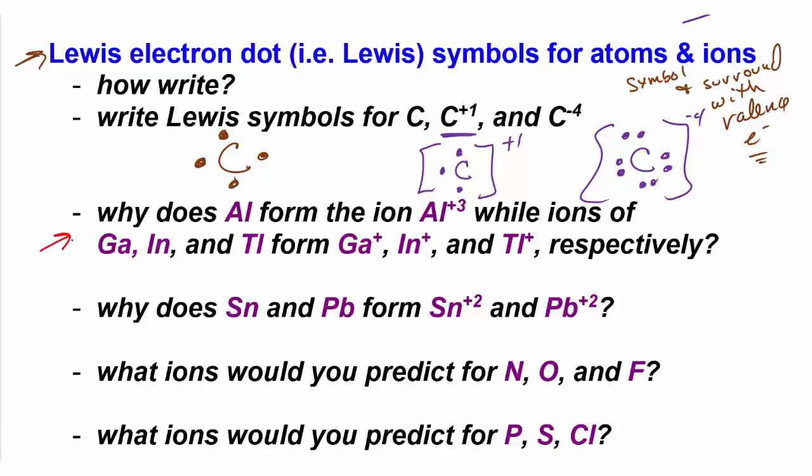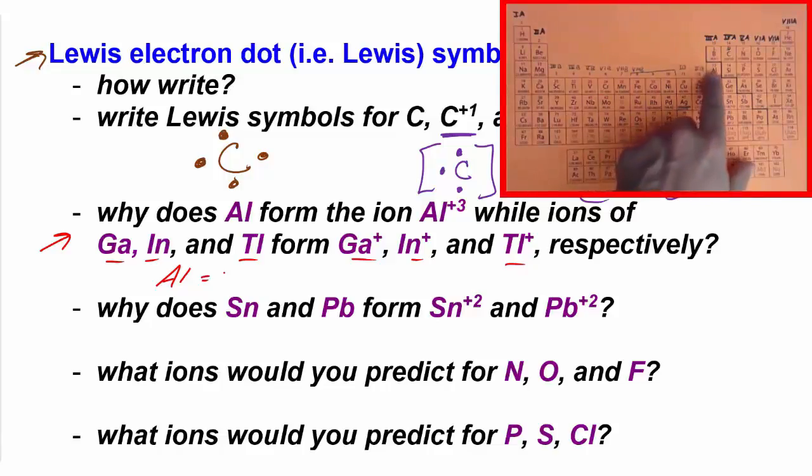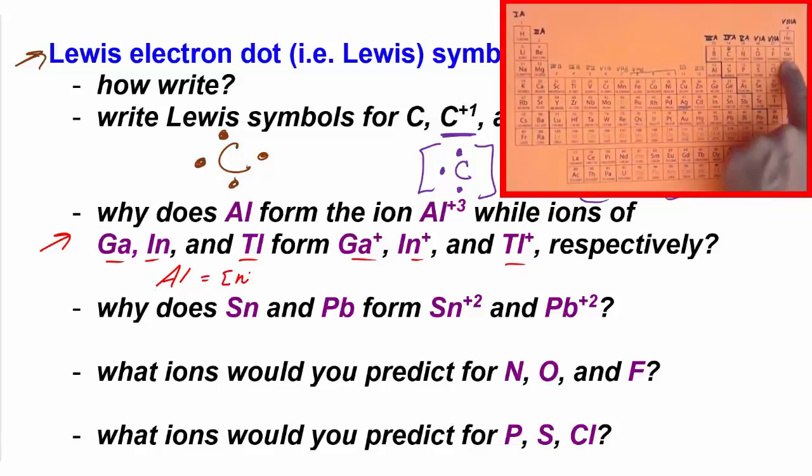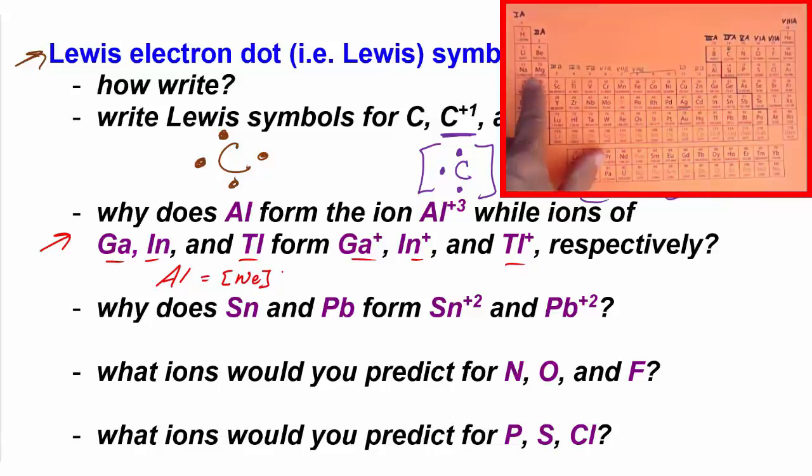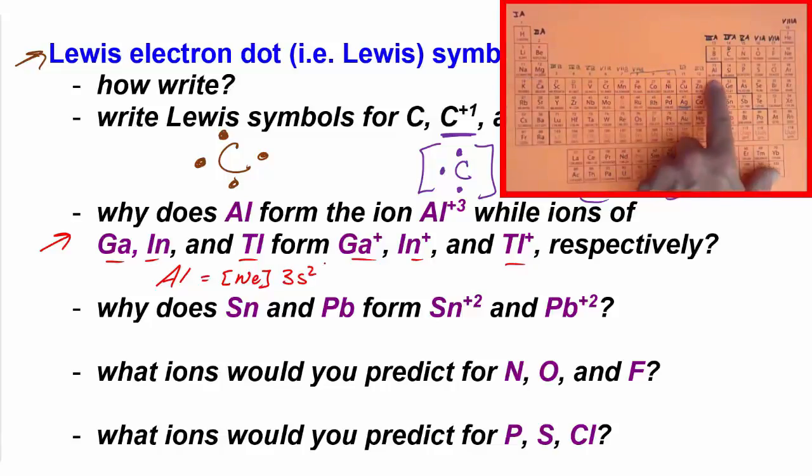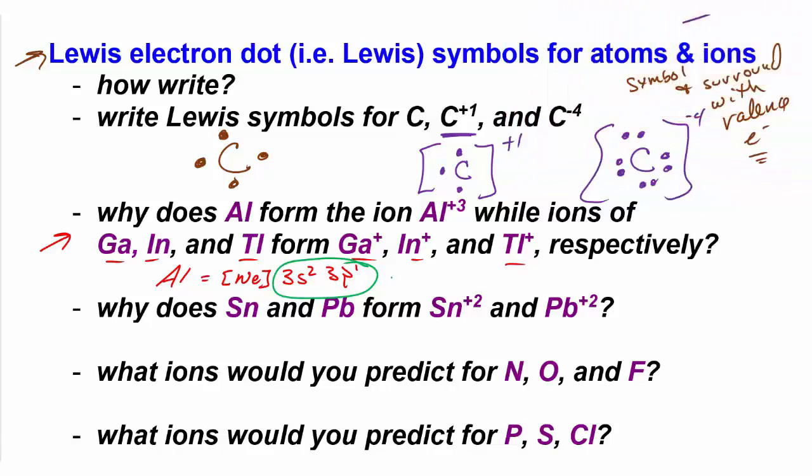Why does aluminum form the ion aluminum-3 while ions of gallium, indium, and tellurium only form +1 cations? Well, let's take a look at aluminum's noble gas core electron configuration. Compare that to those other ions. Aluminum, noble gas core of neon, 3s2, 3p1. Here's aluminum's valence electrons. There's 3 of them, and there should be. It's in group 3. So when this forms an ion, we lose those 3 electrons. And we form aluminum +3. And that's just going to have the electron configuration matching neon, isoelectronic with neon.